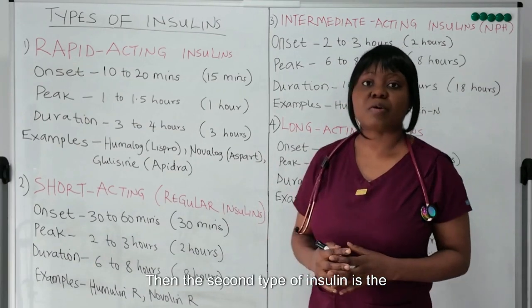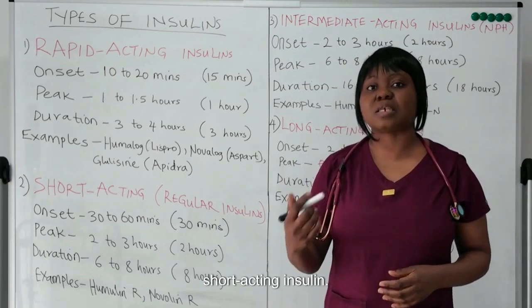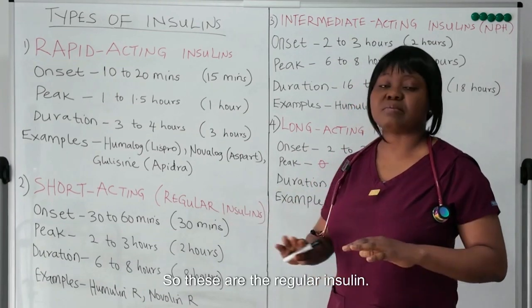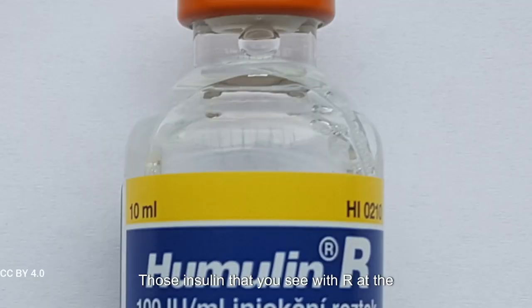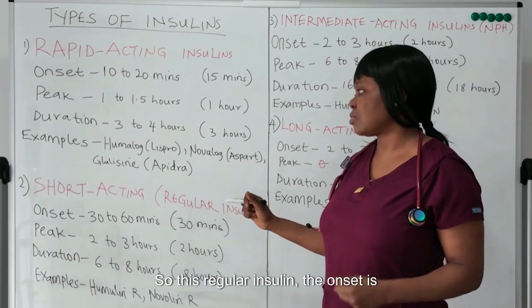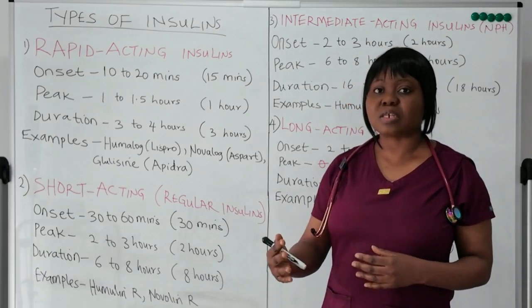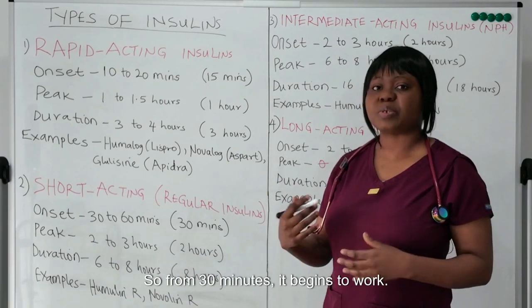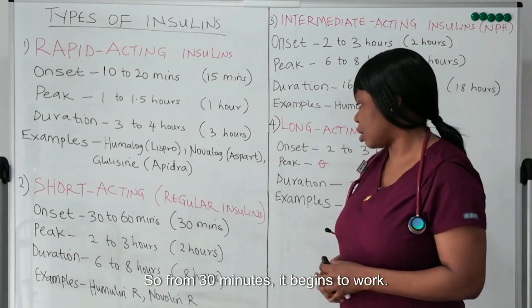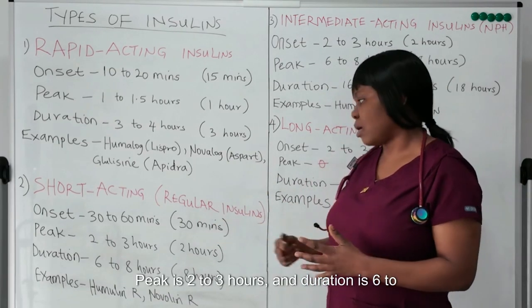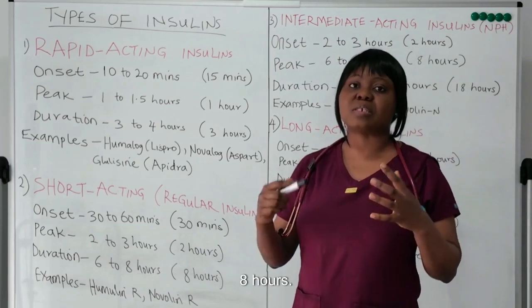Then the second type of insulin is the short-acting insulin. So these ones are the regular insulin. Those insulin that you see with R at the end, they are the regular insulin. For this regular insulin, the onset is 30 to 60 minutes. So from 30 minutes, it begins to work. Peak is 2 to 3 hours, and duration is 6 to 8 hours.